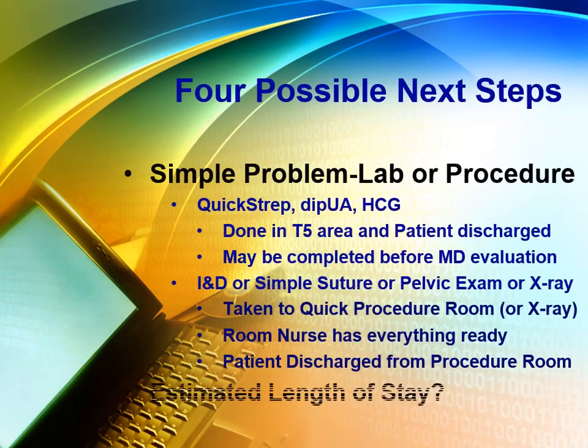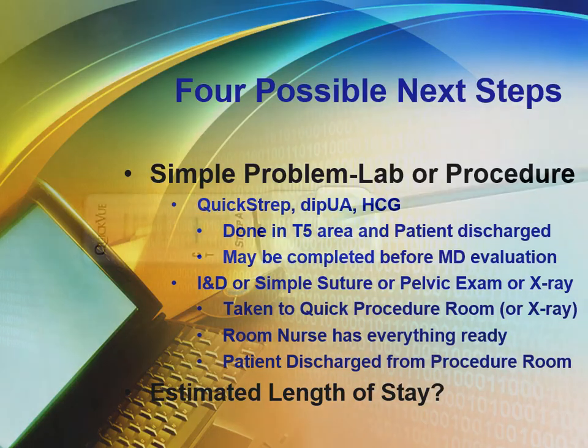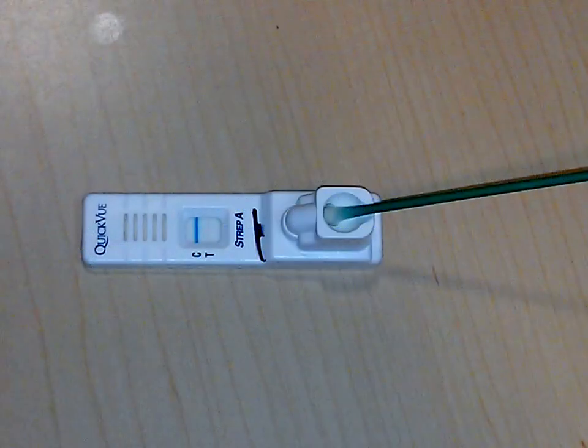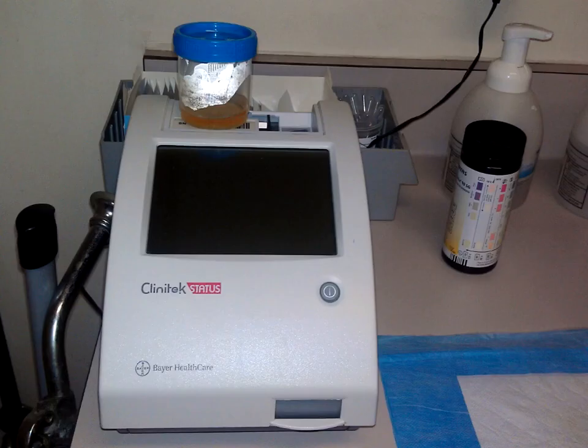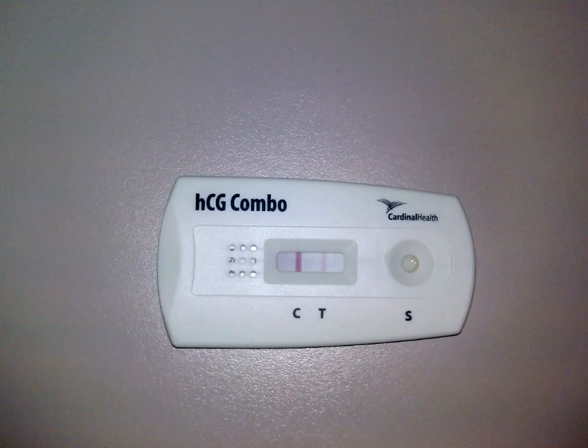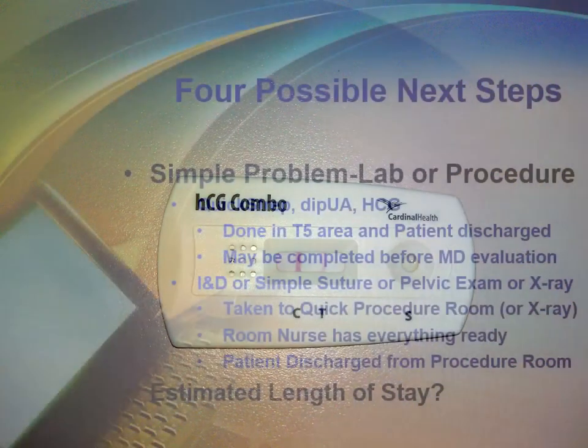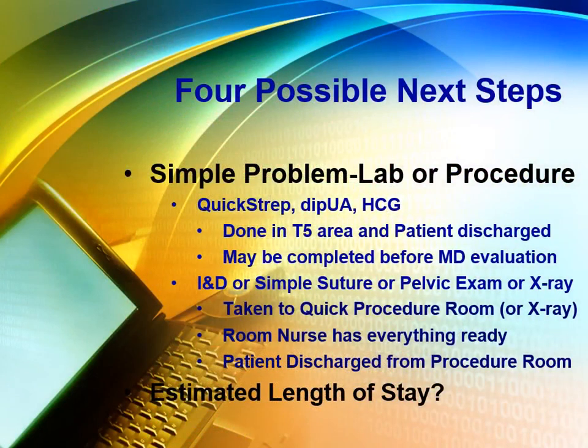Number 2, if Betsy has a simple problem but needs a quick strep or urinalysis, HCG, dermabond or sutures, simple IND or pelvic exam, or simple x-ray, then, while still sitting on the stool, Dr. Gandy taps out the orders and returns to show Betsy the results a few minutes later after they are completed. Many times the RN in the T5 area has already completed a quick strep, urinalysis, HCG, or the x-ray before Dr. Gandy saw the patient, so there would be no delay, and Dr. Gandy would be able to complete the discharge right then.